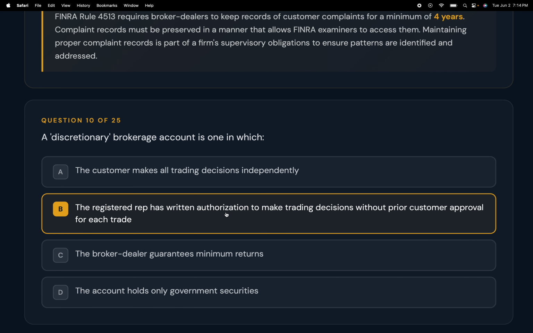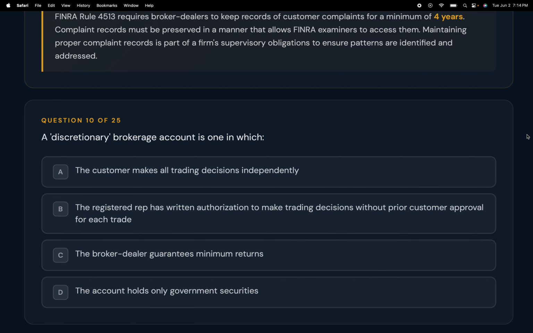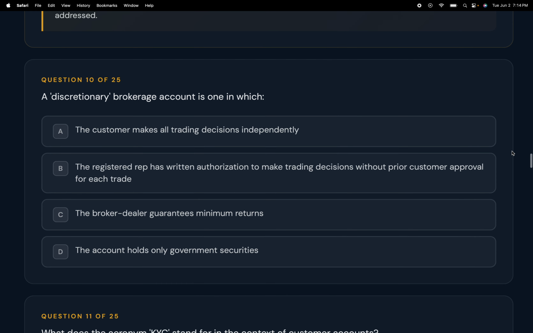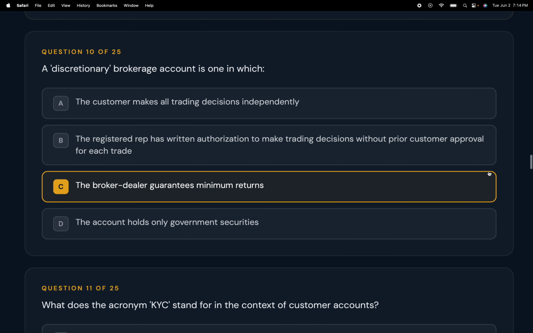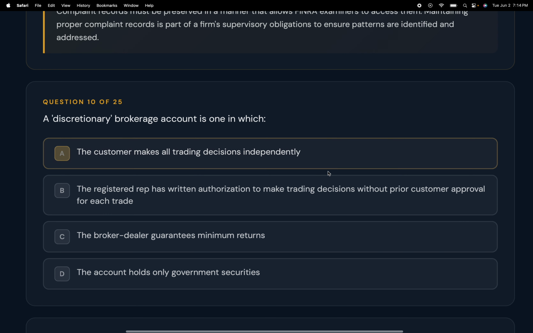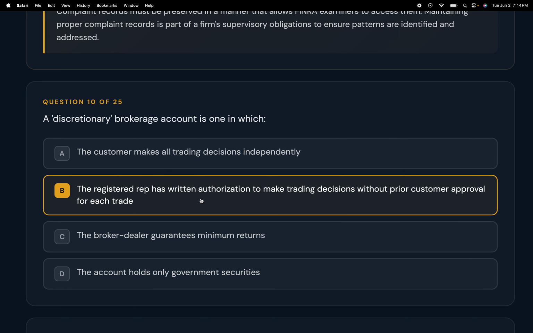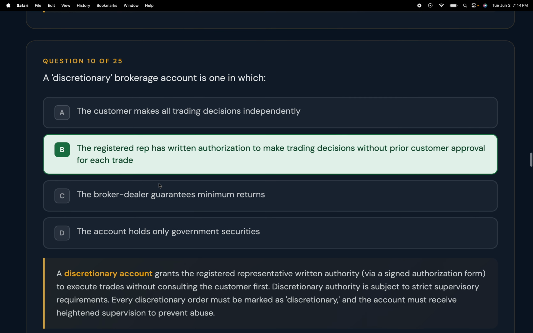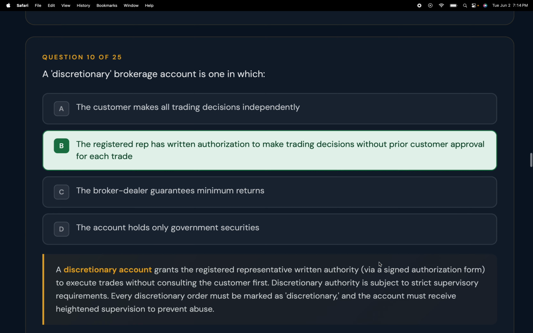Discretionary equals written authorization, comma, trade without customer approval. Trade without customer approval. Three things you will want to know. Whoop, let me hit the answer. I'm already telling you the answer without even hitting it. Three things you'll want to know: action, asset, and amount.